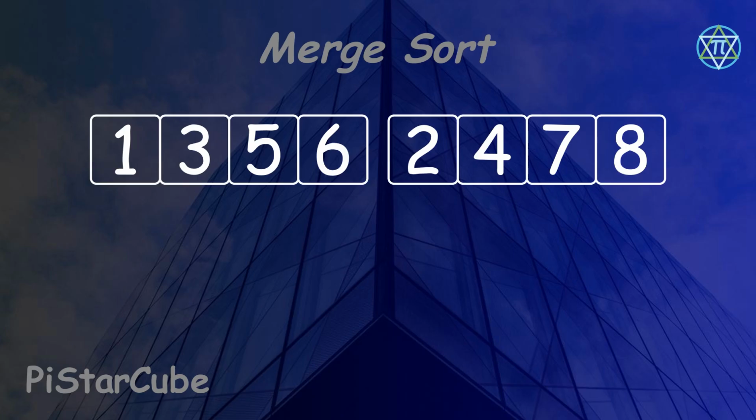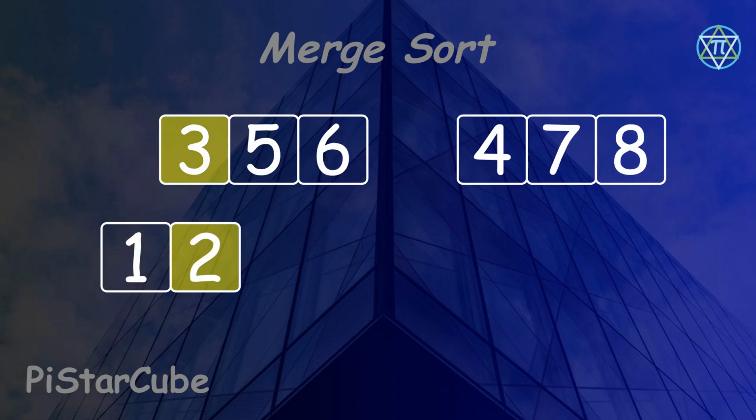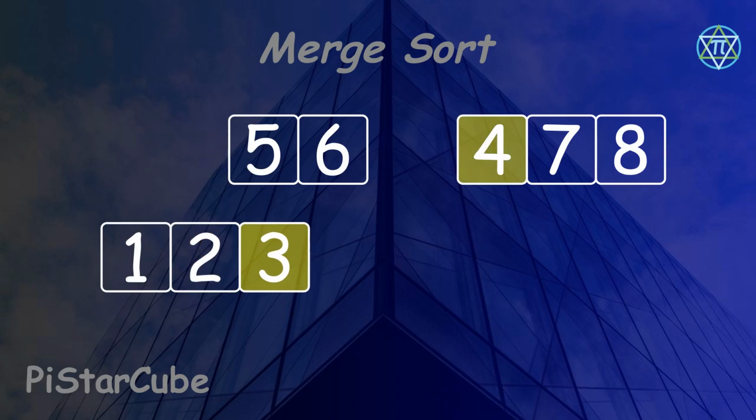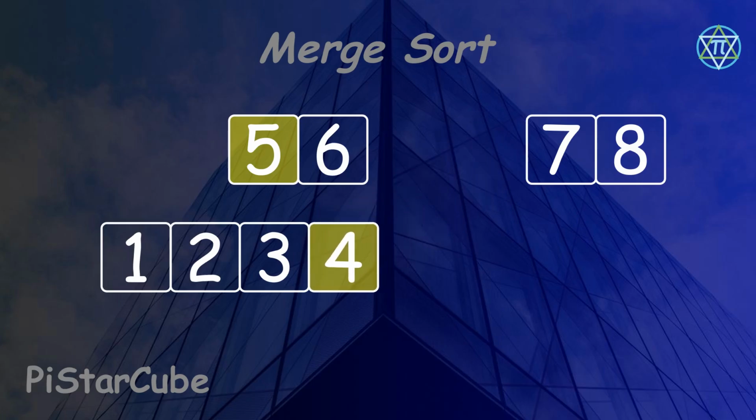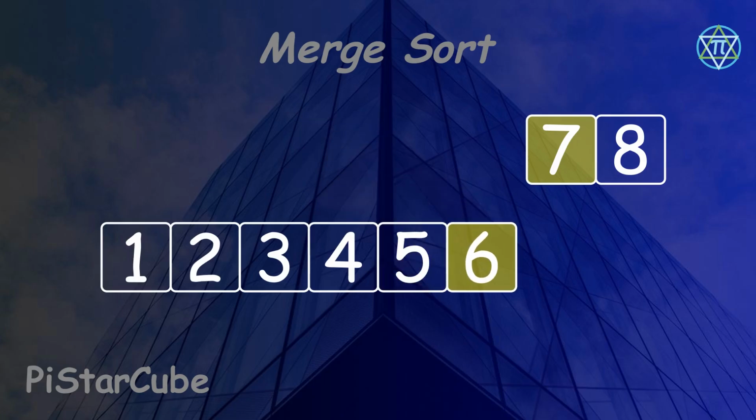And finally, it's time to merge the last two halves. Let's start with 1 and 2. 1 is less than 2, so we pick 1. And then 2 versus 3, 2 is smaller, so we take it. Then 3, then 4, and so on. We keep comparing the smallest remaining elements from each side and pick the smaller one every time. Step by step, the two halves merge into one perfectly sorted list.